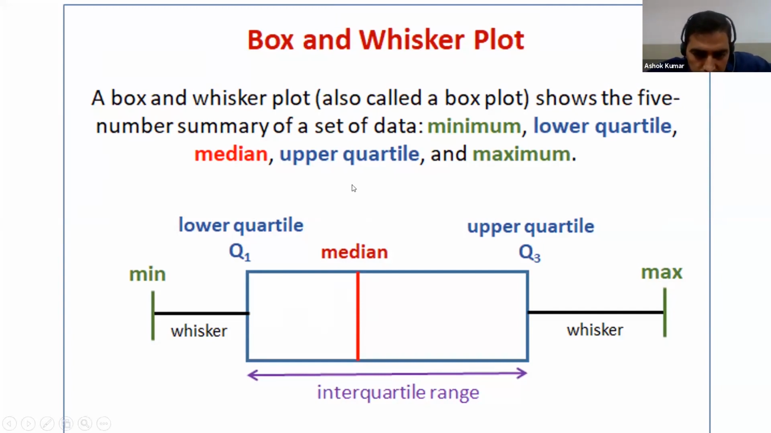This is a red line. It may be here, it may be here, it may be here. It is called the median. The dark line is the median. And this is the box. This is quartile 1, and this is quartile 3. So Q1 to Q3 is the interquartile range. And these are the whiskers. This is the box, and these black lines are the whisker lines. And these vertical green lines are not the minimum and maximum, so there is some mistake here.